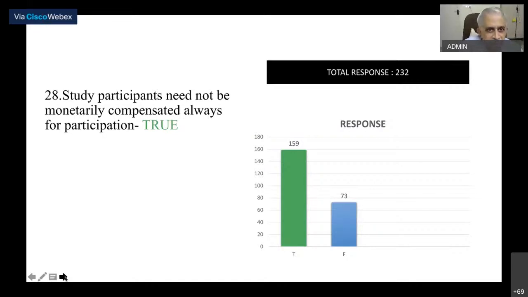But if any problem occurs during the study, that has to be compensated irrespective of whatever type of study. Even if you talk to a patient and he falls down and injures himself, at that time you become responsible. During that study period, you become responsible. Next.